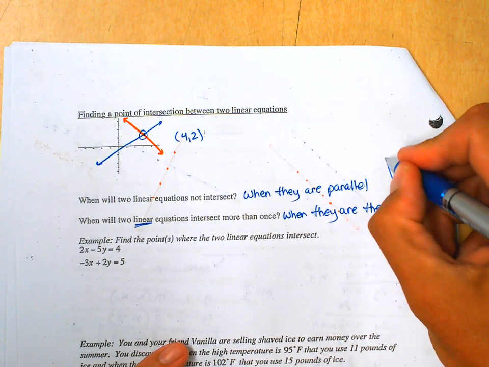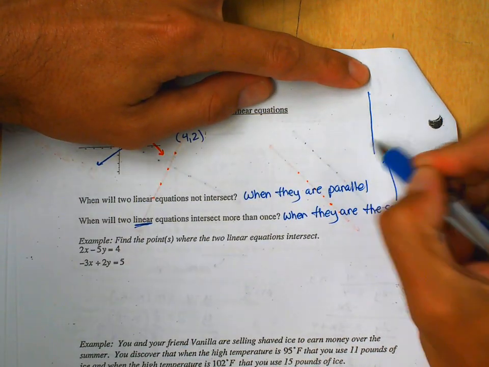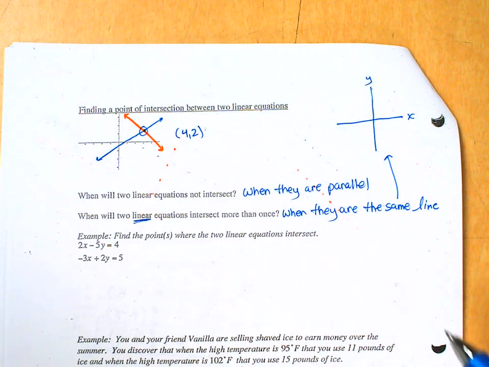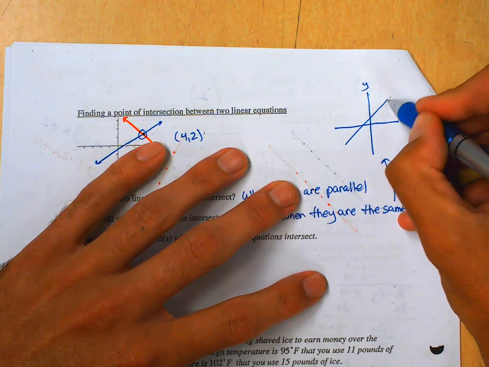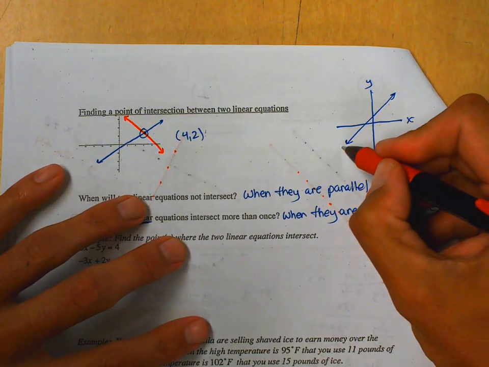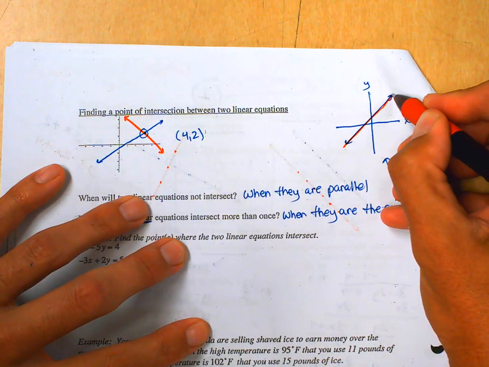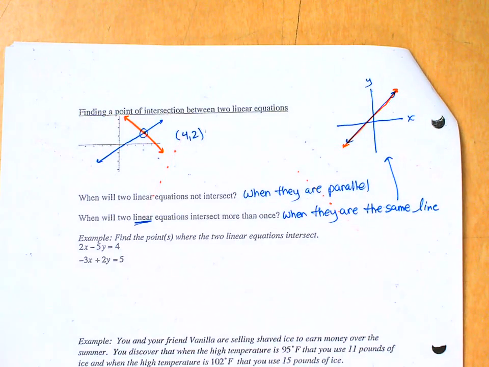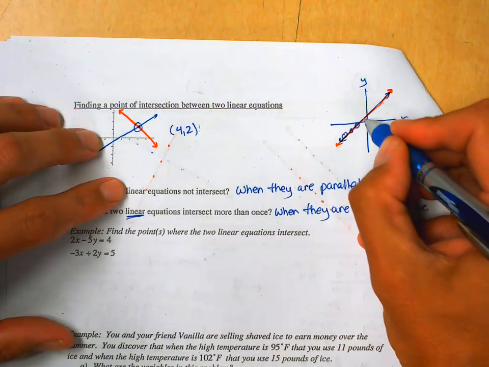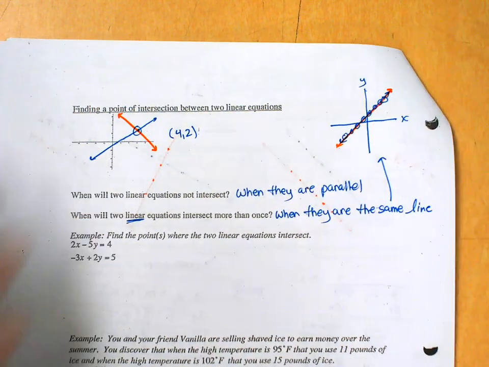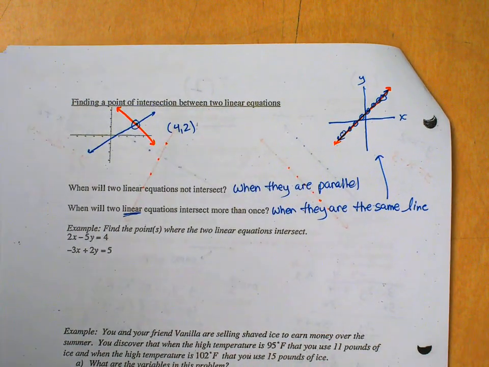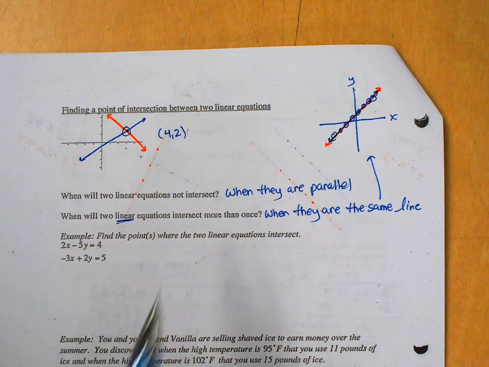And quick image up here. Let's draw x and y axis. And if I have some line right here, and then the other line, I'm going to draw over it in red, is right there. Those have an infinite amount of intersections. Any ordered pair on these lines is a point of intersection, and there's an infinite number of them. So that's the only time two linear equations can intersect more than once.